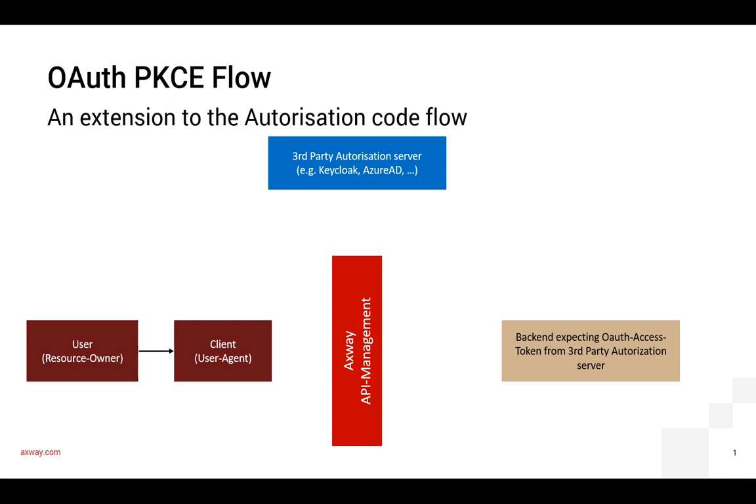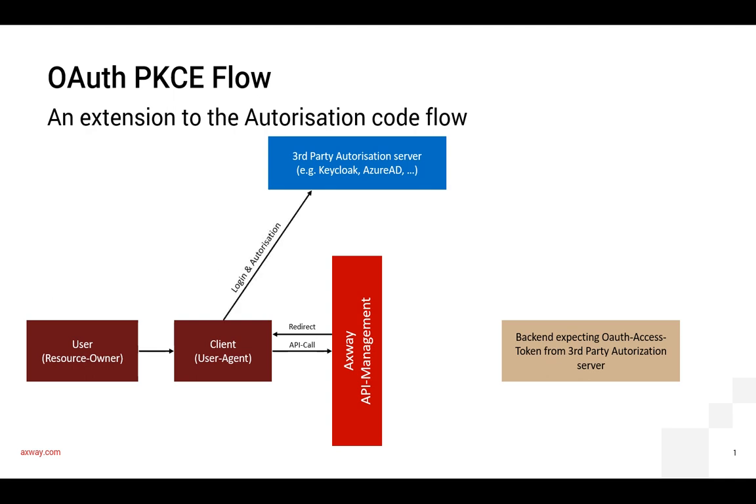When using the standard authorization code flow, the following happens: the user agent is performing an API call on behalf of the user. First, the API management solution checks if it already has an access token for that resource owner, performing a lookup in the local token store. If there is no access token, then the Axway API management solution starts the OAuth dance by redirecting the user to the trusted third-party authorization server.